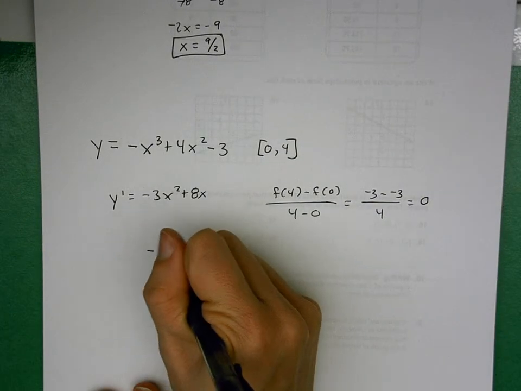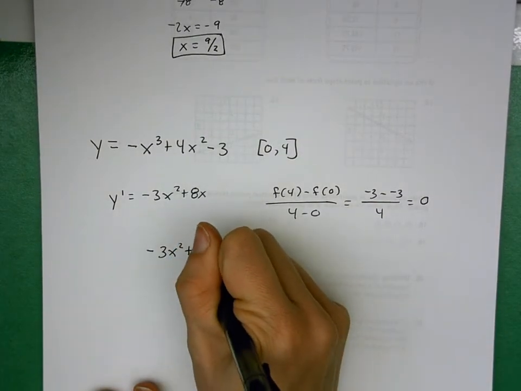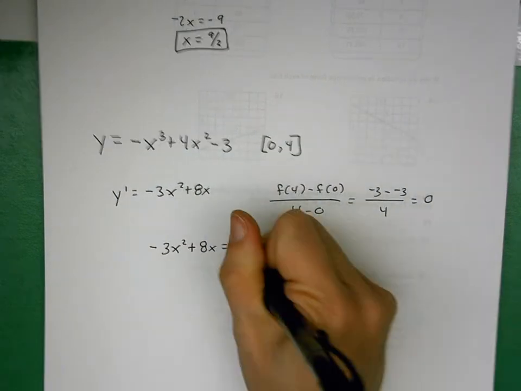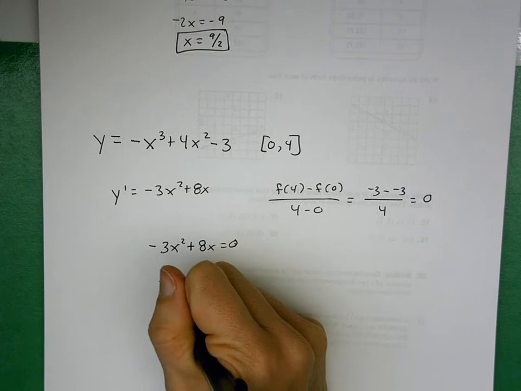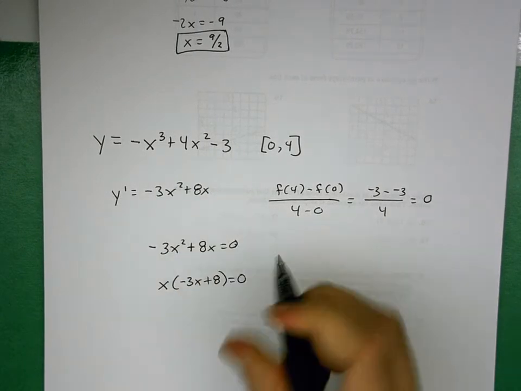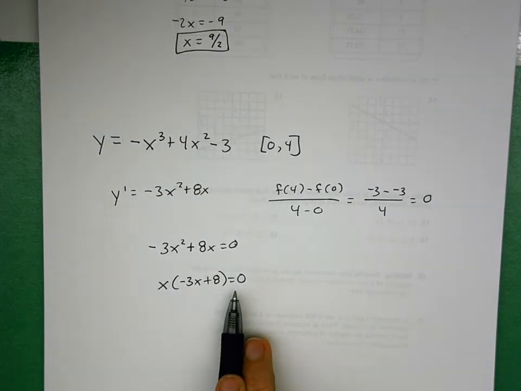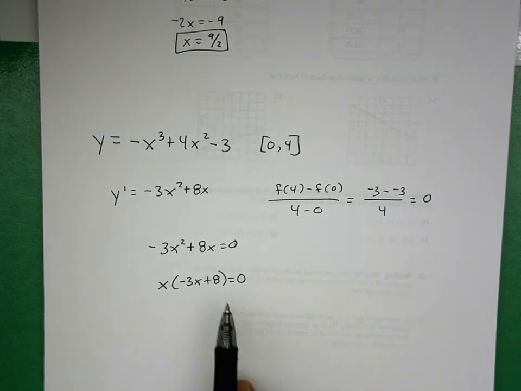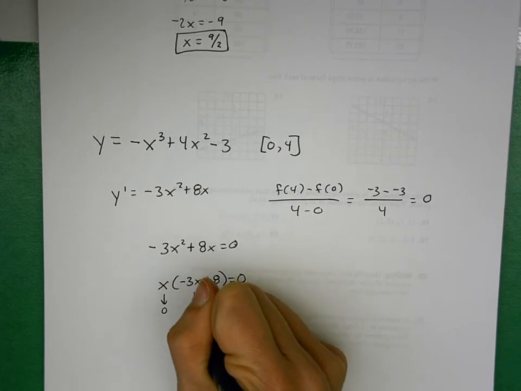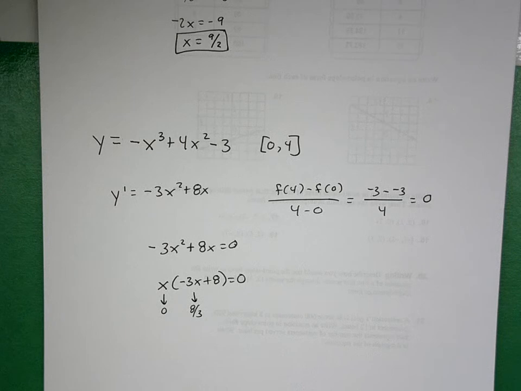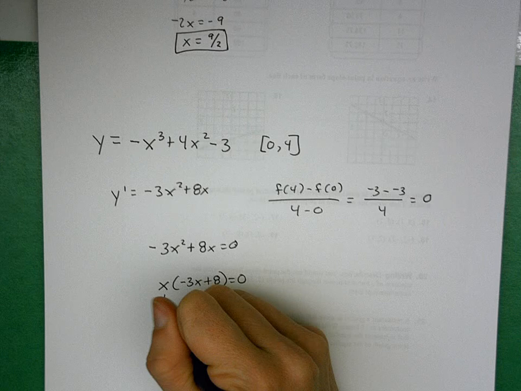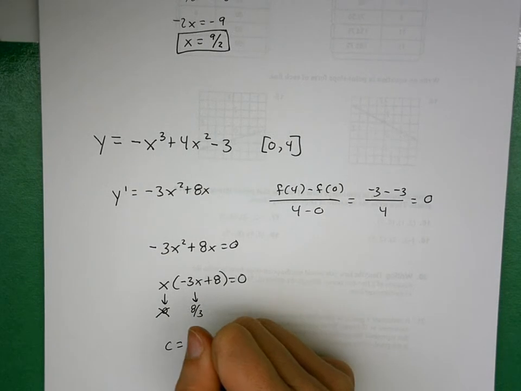So I'm going to take these, set them equal to each other. -3x squared plus 8x equals 0. Okay, I can factor this one. I get x times (-3x plus 8) equals 0. As long as it equals 0, I'm allowed to factor. Okay. And so then we get 0 and 8/3. Except I cannot include my endpoints as an answer, so it's not 0. The only guarantee I've got is 8/3.